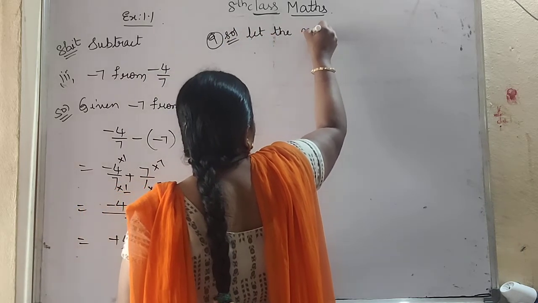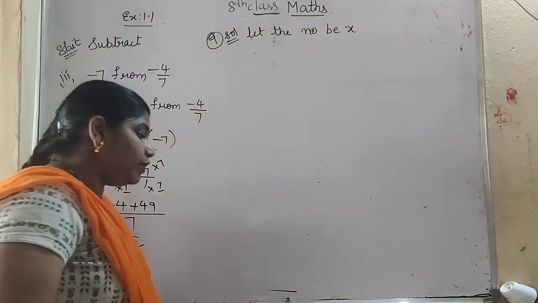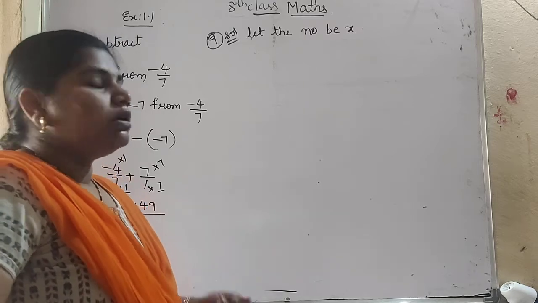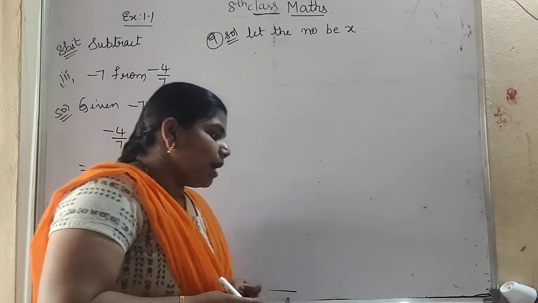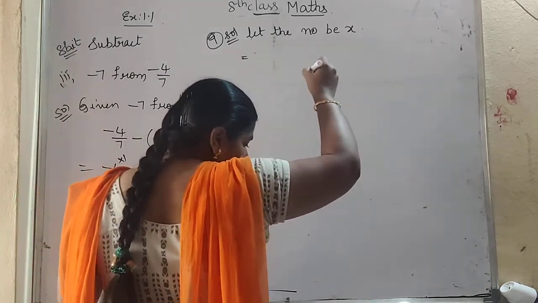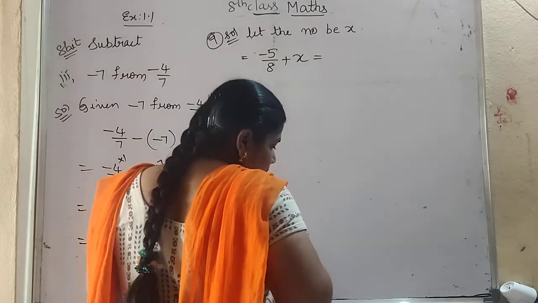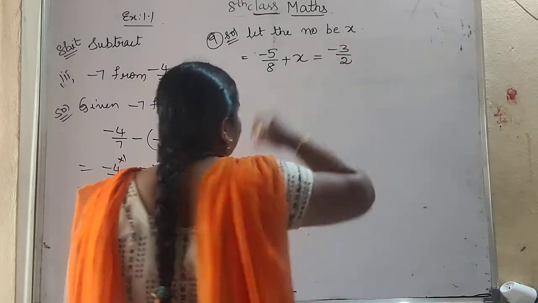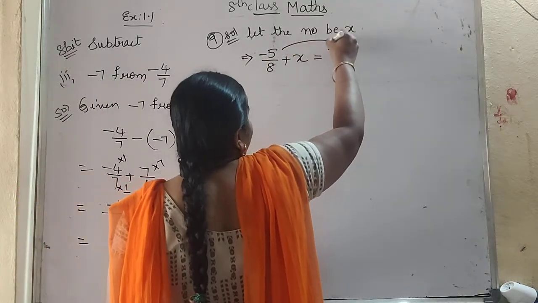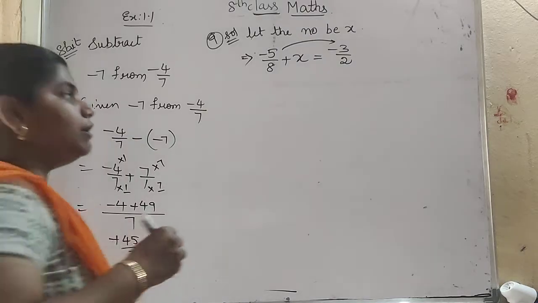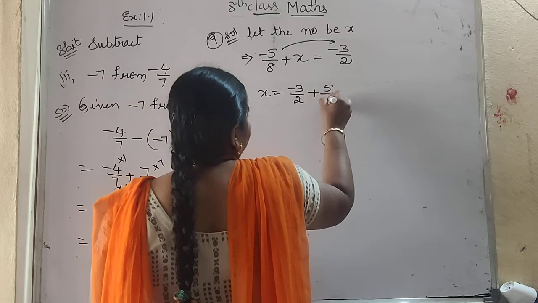Let the number be x. So this x is a rational number which we are going to add to minus 5 by 8. So after adding, minus 5 by 8 plus x, the result will be how much? Minus 3 by 2. So for minus 5 by 8, if you add this number, the result should be how much? Minus 3 by 2. Okay, so what we are going to do now, transpose this minus 5 by 8 to the other side, that will become plus 5 by 8. So x will be equals to minus 3 by 2 plus 5 by 8.